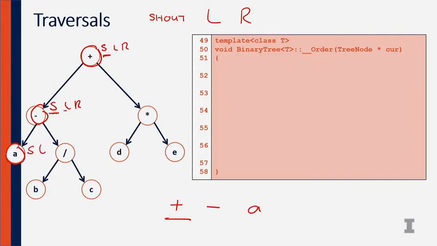Finally, we need to go left. Left goes nowhere. Then we come back to A. We need to go right. Right also goes nowhere. So we're completely done with A, and now we can move back up to minus. We finished the left subtree. Now we can go to the right subtree.